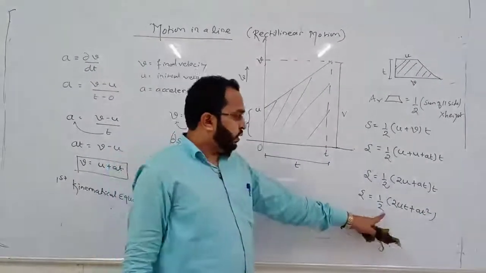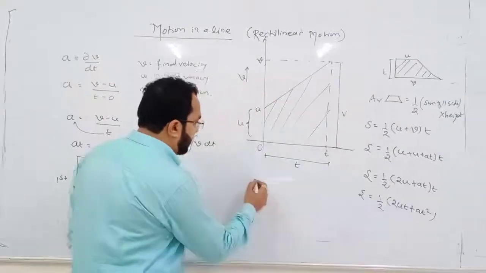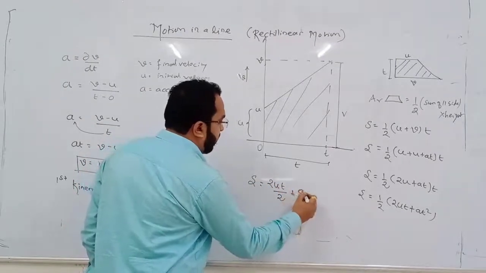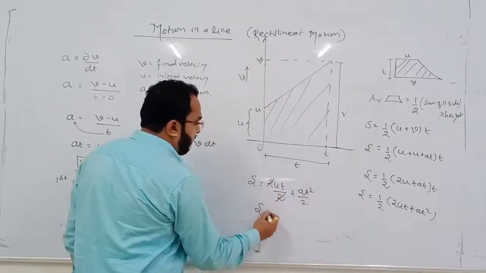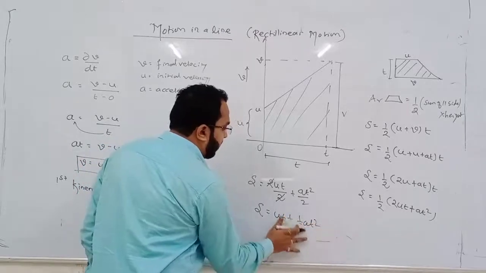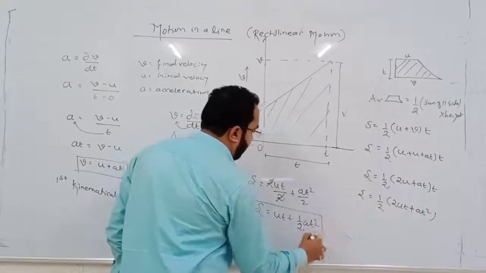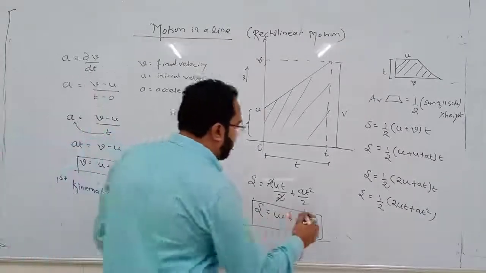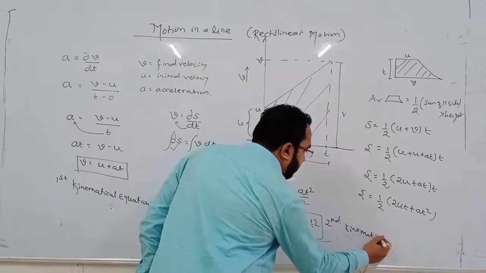Now this 2 is in the division, so divide the whole term by 2. You will get S is equal to 2ut upon 2 plus at square upon 2. This 2 and 2 will get cancelled. We will get the equation S is equal to ut plus half at square. So this is the second equation of motion.